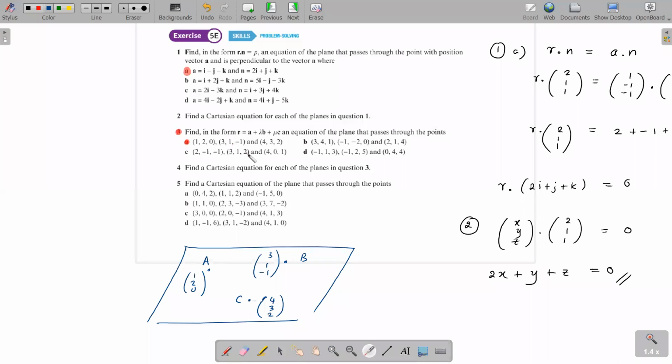Okay, so moving on to question 3: find in the form r equals a plus lambda b plus mu c an equation of the plane that passes through the points (1, 2, 0), (3, 1, -1), (4, 3, 2). So these are 3 points that lie on the plane, and you need to find the vector equation in this particular form, right? So how do we get it in this form? A is a position vector on the plane. How many position vectors do I have on the plane? There are 3. So for a, I could use any one of these 3.